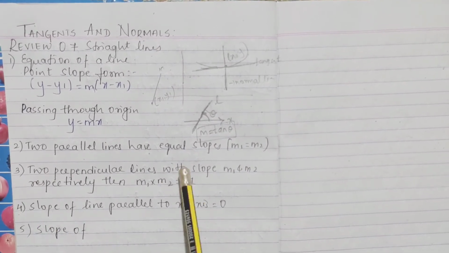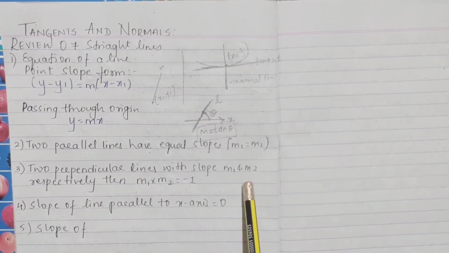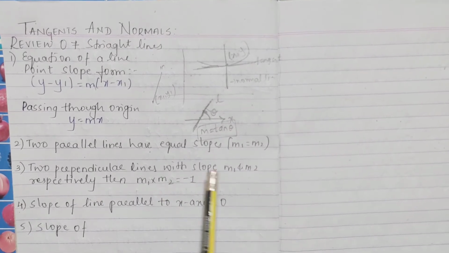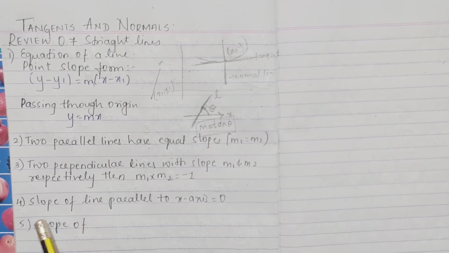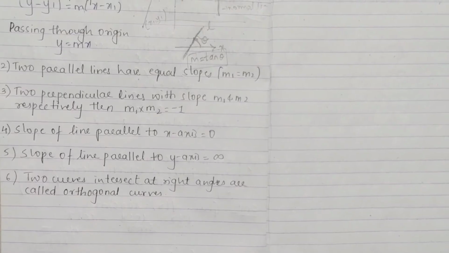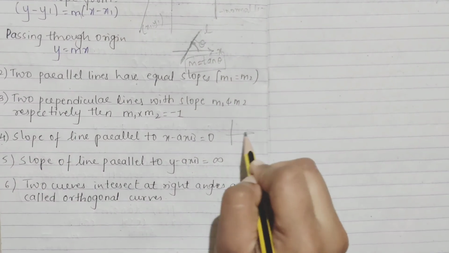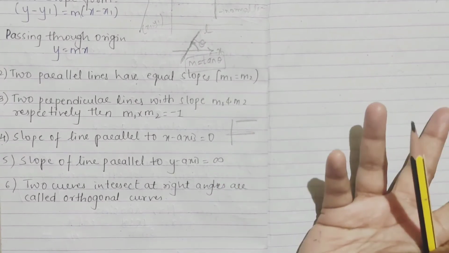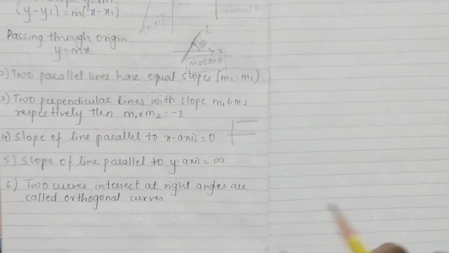Then two parallel lines have equal slopes, that is m1 is equal to m2. Two perpendicular lines with slopes m1 and m2 respectively, then m1 into m2 is equal to minus 1. You have studied all this, I have just given the points again because it is required. Slope of a line parallel to the x-axis is 0. See, any line you draw parallel to x, what angle does it make? It makes 0 only, right? So tan 0 is also 0.